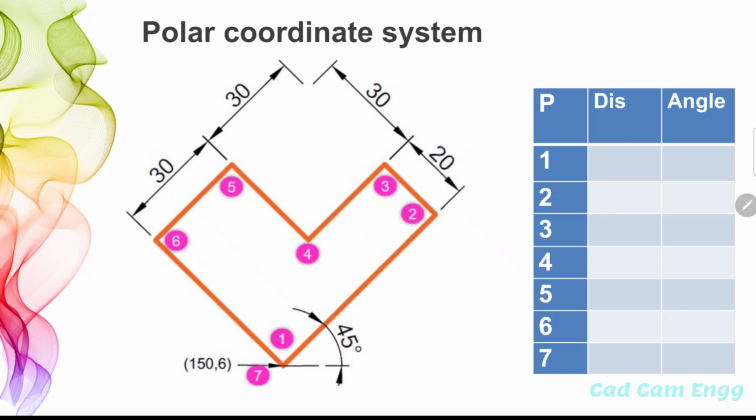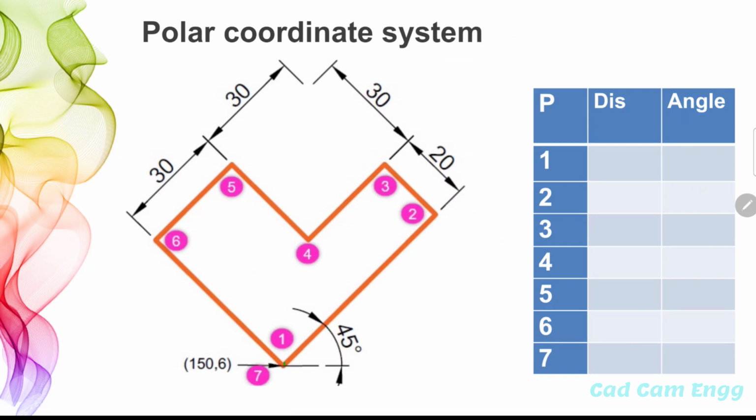Dear friends, you know very well that in the polar coordinate system format we start with the @ symbol and the distance, then we use the less than symbol, then we enter the angle. The same method we directly enter into AutoCAD. Same like this, here we are going to create the distance and angle of the exercise.